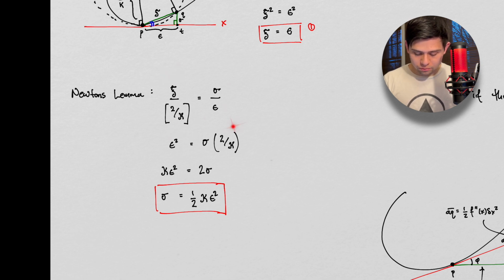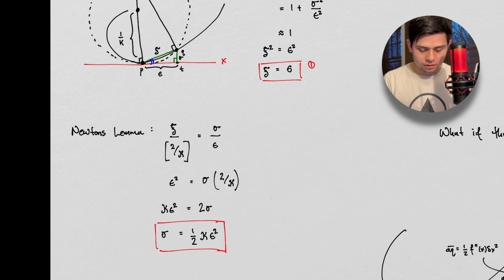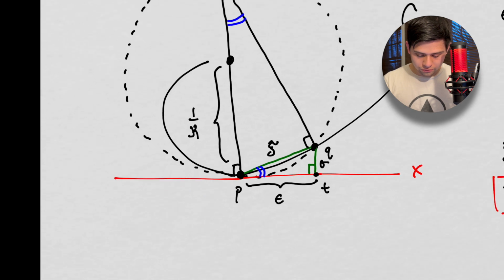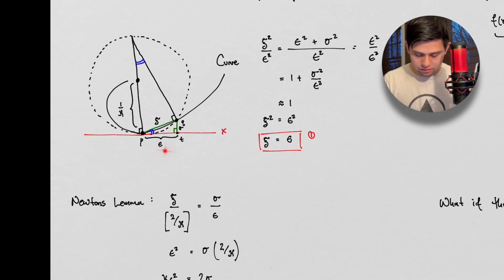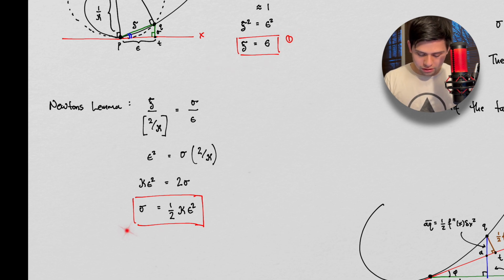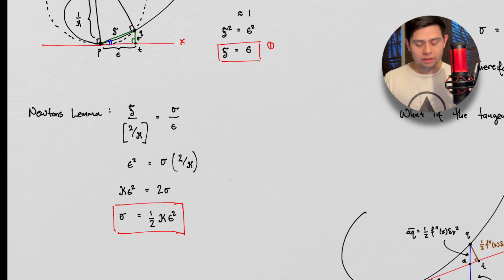We can rearrange a few things. When we rearrange, we get this, and then we get down to this point. We can isolate for sigma, and we get that sigma is 1/2 the curvature times epsilon squared. So sigma equals 1/2 k epsilon squared. These are two important things that we want to keep in mind for the next thing, because they are going to be used in the next derivation process.